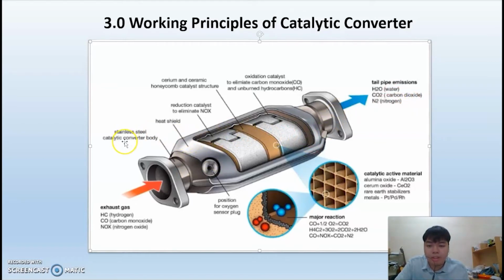We can see the stainless steel catalytic converter body, heat shells, and the ceramic honeycomb catalyst structure. This is the honeycomb, which is important because this is where the reactions take place. The major reactions are that carbon monoxide reacts to become carbon dioxide, hydrocarbon becomes water, and nitrogen oxide becomes nitrogen gas and carbon dioxide.